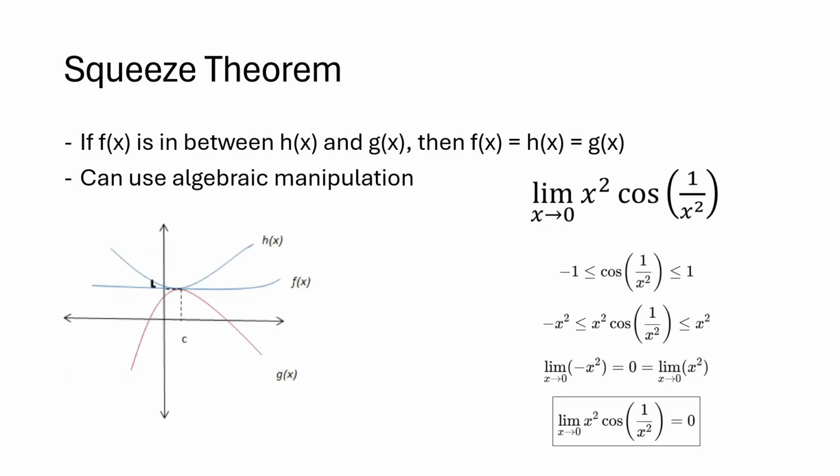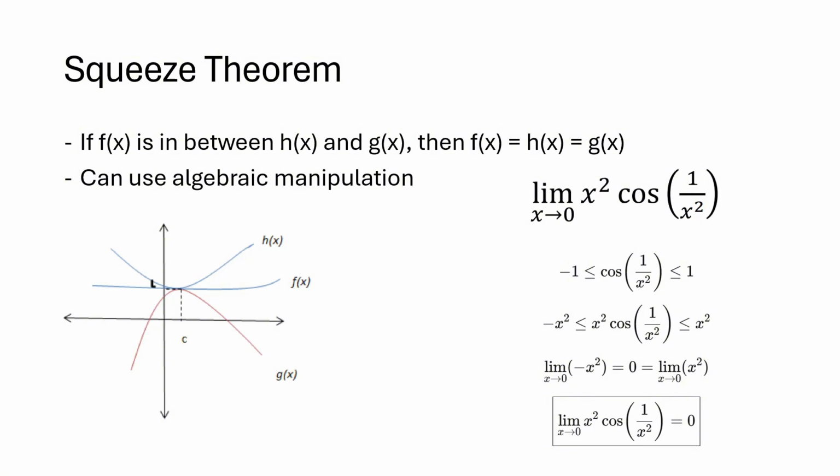Next is the squeeze theorem. This is a very simple one. I'm not really going to go over it, but essentially, if we have three functions, f of x, h of x, and g of x, and if f of x is in between those two functions, then that means f of x will equal h of x, and h of x will equal g of x, where they're all the same values. With this, you can use algebraic manipulation if you don't have a graph or a table, which I showed to the right, which is using algebraic manipulation.